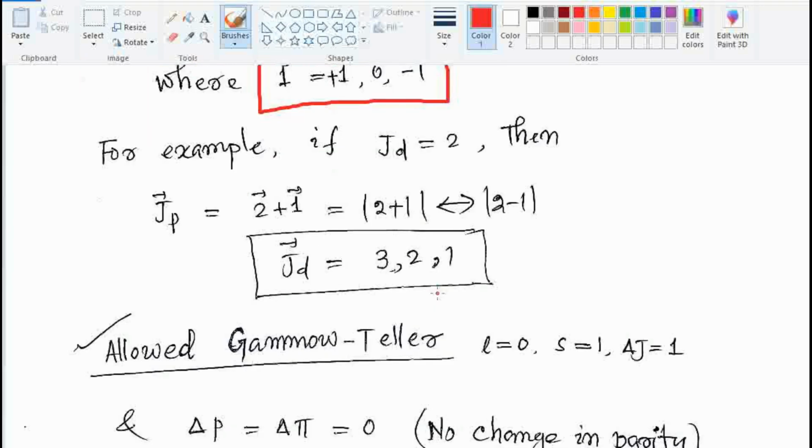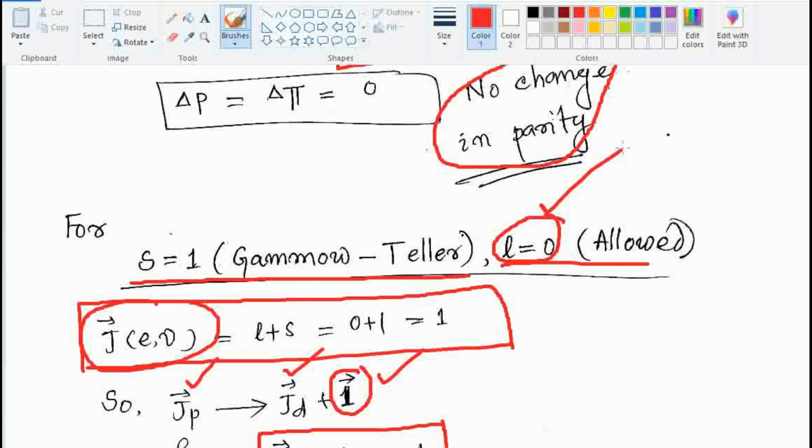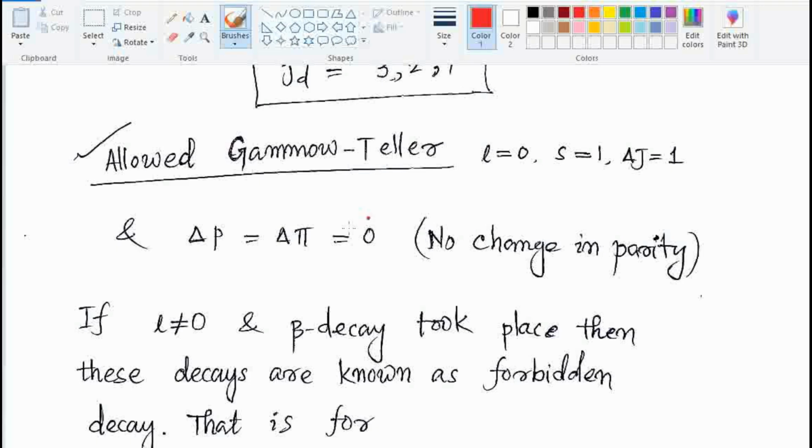Depending on this value, for allowed Gamow-Teller, L equal to 0, S equal to 1, and the change in spin between the parent nucleus and the daughter nucleus equal to 1. This is the allowed Gamow-Teller transition. And what is the parity change? Parity change equal to 0 because L equal to 0. Allowed means L equal to 0. So whenever there is allowed, the parity change equal to 0. Always. It is confirmed.